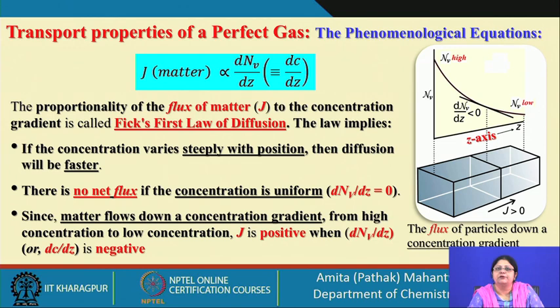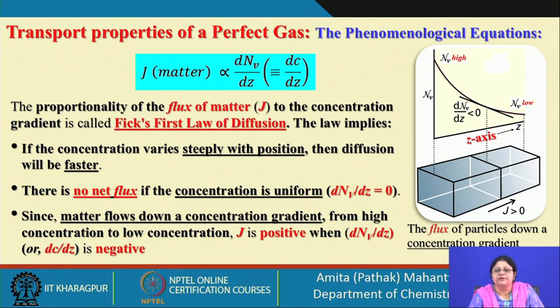What happens to the number density or the concentration of molecules moving along this axis? Here we have a high number of particles, here we have a low number of particles. So as we are moving from this side to this side, we are moving from a higher concentration of particles to a lower concentration of particles. What happens if there is no difference at all? If the number density of particles here and the number density of particles here are equal, then this gradient becomes 0, there is no gradient at all, the concentration remains unchanged. Then what happens? There is going to be no net flux if the concentration is uniform. That means the gradient of the concentration along this axis is 0.